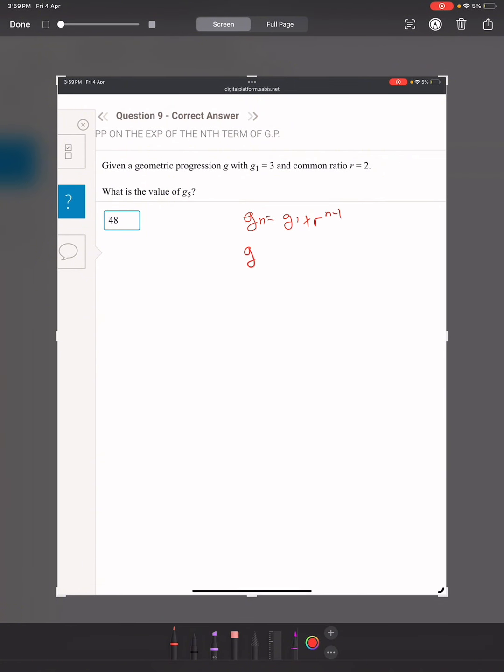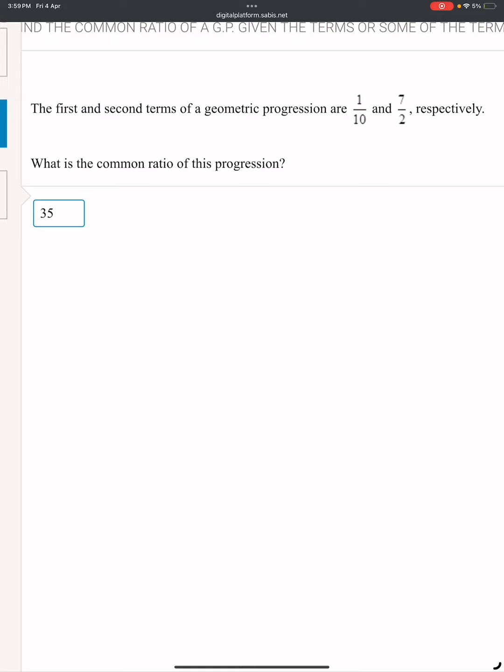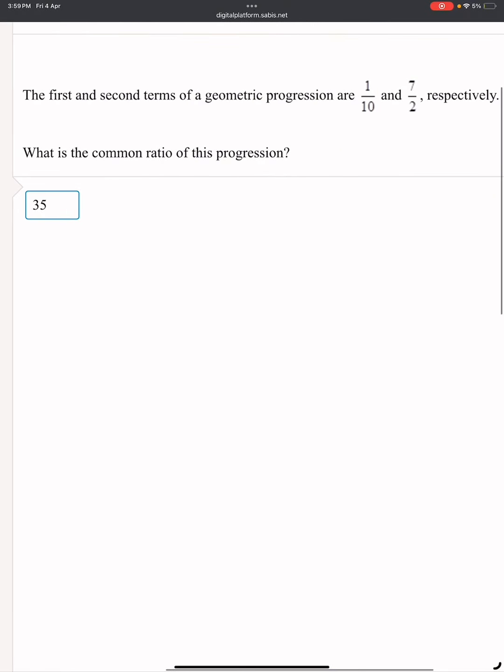So g of 5 equals g1, which is 3, times r, which is 2, to the power of 5 minus 1. You type this on your calculator, you get 48. Again, the common ratio of a geometric progression, all you have to do is 7/2 divided by 1/10, second number divided by first number, and that's it.